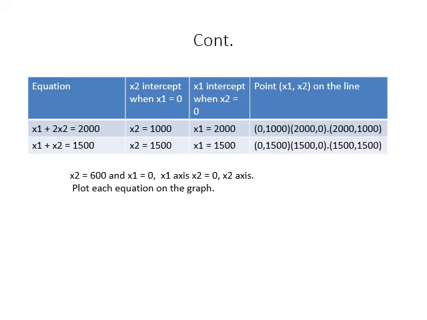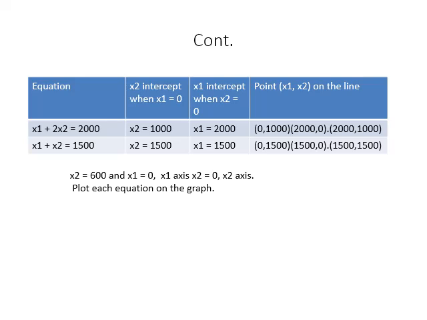If x1 equals 0, then the remainder is 2x2 equal 2000, so x2 equals 2000 over 2, which is 1000. If x2 equals 0, then x1 equals 2000. So the points are 0, 1000 and 2000, 0. So the common point is 2000, 1000.